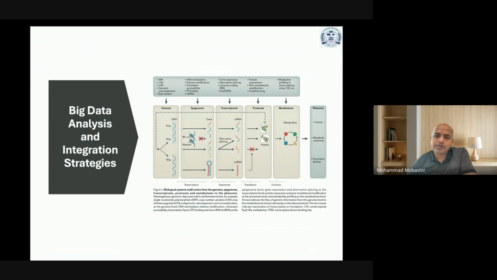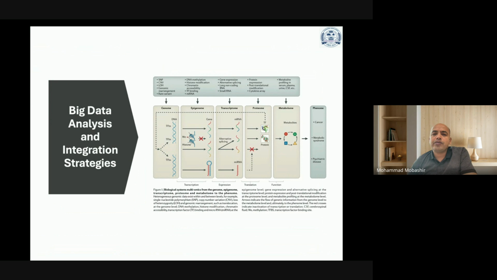Now I have summarized the multiomics data by adopting a figure from a previous review paper which was published in Nature Reviews Cancer. And here it has been beautifully summarized for all levels of data. For example, we could clearly see SNP, copy number variation or copy number alterations, loss of heterozygosity, LOH, genomic rearrangement, rare variants. Then in the epigenome, it is DNA methylation, histone modification, chromatin accessibility, transcription factor binding, miRNAs.